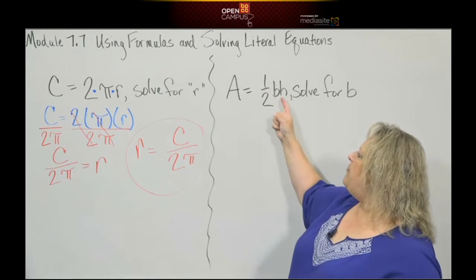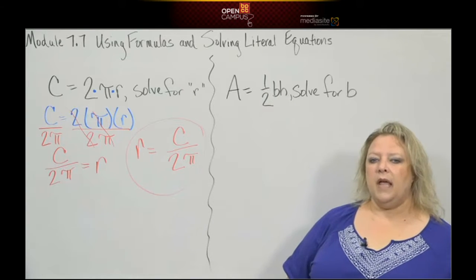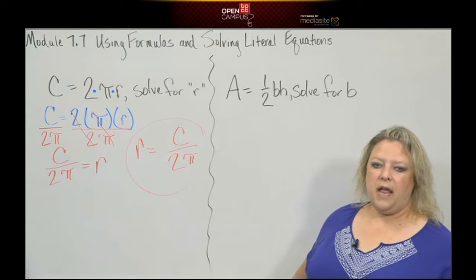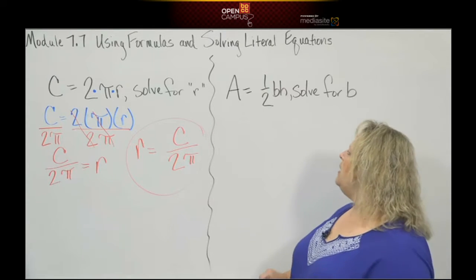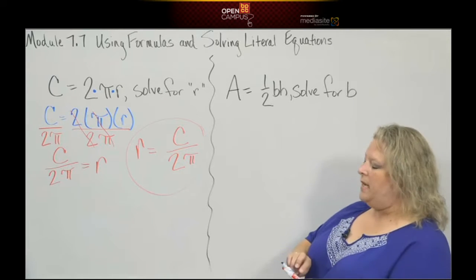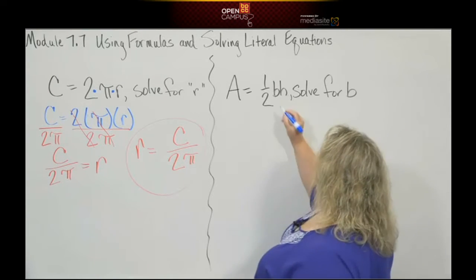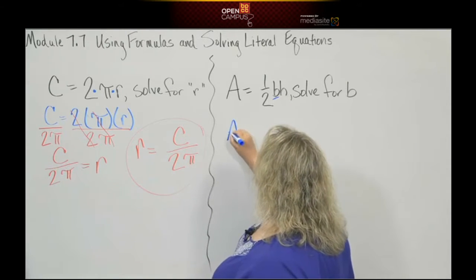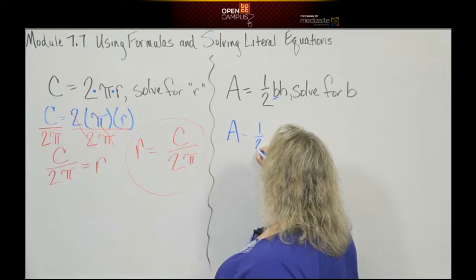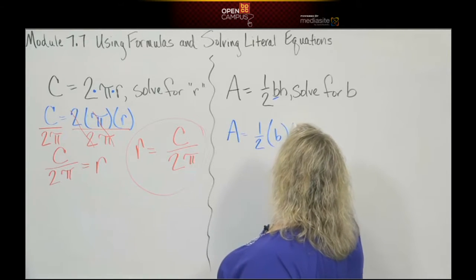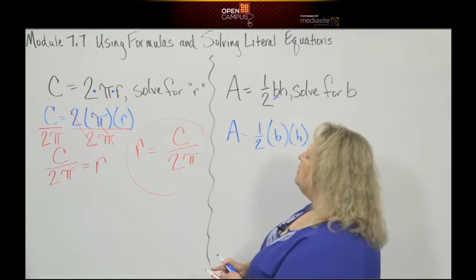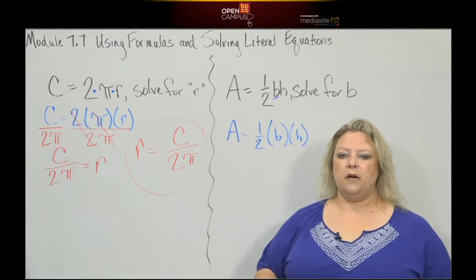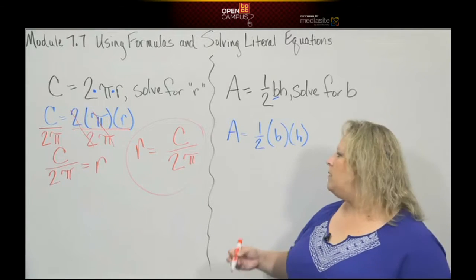A is equal to 1/2 BH. Area is equal to 1/2 the base times the height. If you don't know what that is, that is the area of a triangle, okay? And I want you to solve for the letter B. If I want you to solve for the letter B, here he is. And I told you that that's multiplied together, so if I were to rewrite it, I would get 1/2 times B times H. And just like in the previous example, if I want to move stuff over, I can just do division.